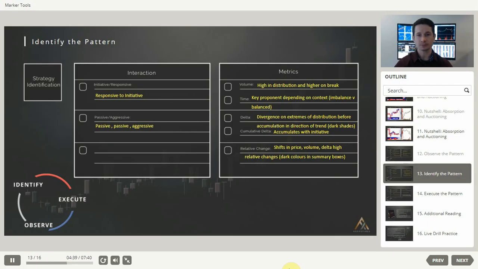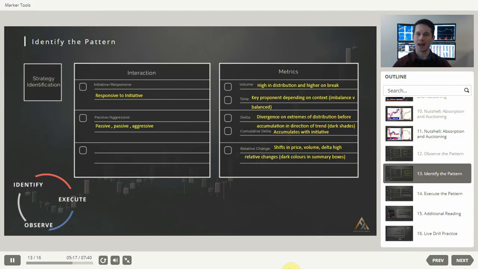Now, metrics, super important. You want to pay attention to these key metrics. Again, you simply get the chart up and have a look at the volume, the time, the delta, the cumulative delta, and the relative change. Make sure you're writing down what was happening with every one of these metrics within this strategy. In general, what we observed was high volume within the distribution, but much higher on the break, for obvious reason: initiative does tend to bring new business and high volume. In terms of time, it is a relatively key proponent, and obviously this depends quite a lot on context.